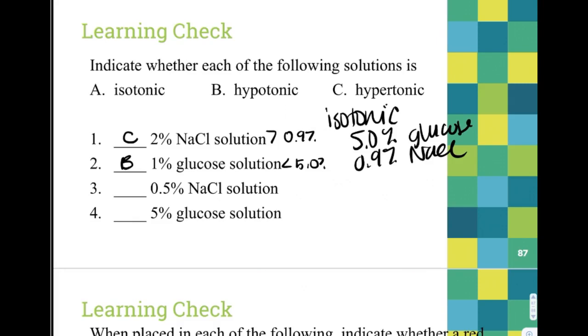0.5 sodium chloride. Well, it's pretty close, right? But it's not exactly the same. And so it's a little bit less than 0.9. So it's a little bit hypotonic. And then you have 5, which is equal to the isotonic, which would be isotonic.